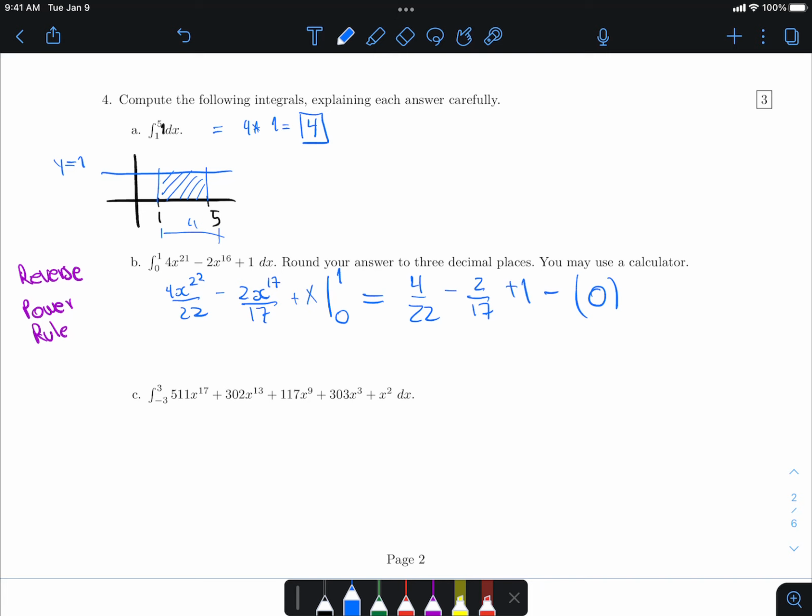Now on C, this looks like a monster. It's pretty difficult to do this manually, to do this by actually using the reverse power rule on that one, doing that 18 dividing by 1, and also noting that you need to plug in 3 and negative 3. But if you were to do that, that would be unnecessary work, because if you note all powers here, except for the last one, they're odd powers. So this is a polynomial that has only odd powers except for the last one.